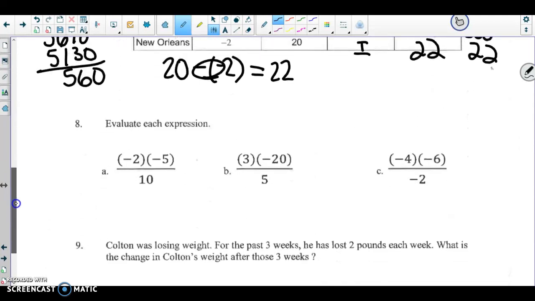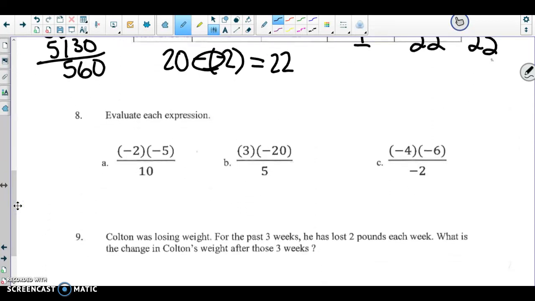All right, number 8, evaluate each expression. So I'm going to do what's in the numerator first. I'm going to do -2 times -5 to get a positive 10. And it's still divided by 10. Well, 10 divided by 10 is just equal to 1. And it's going to stay positive because of those two negatives there.